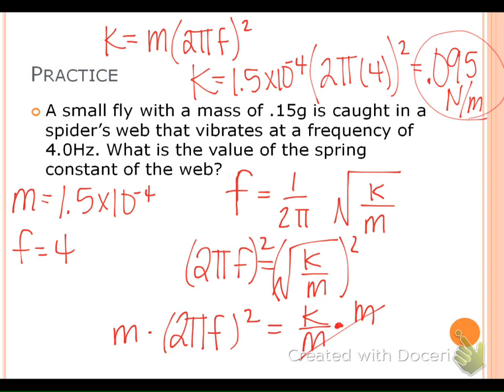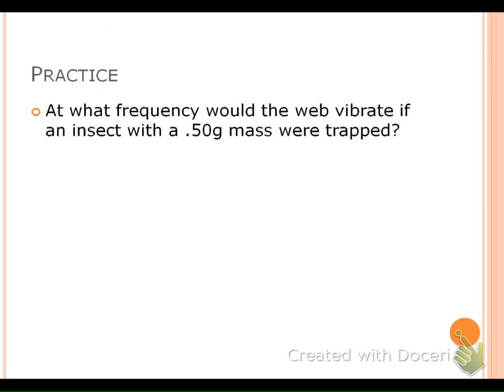All right, we're going to change our question just a little bit here. We're going to talk about the same web, the same system, but our question's going to change just a tiny bit. Remember that our spring constant here was 0.095. At what frequency would that same web vibrate if an insect with a 0.5 gram mass were trapped? So the spring constant of this web is not going to change. It's still just as flexible or just as stiff as it was the first time. We have a different mass this time.